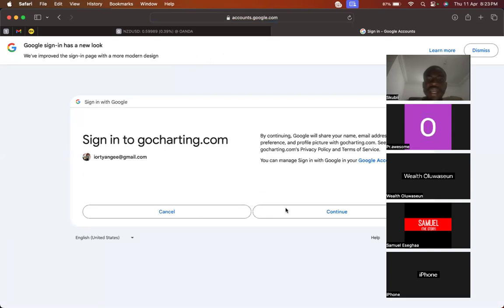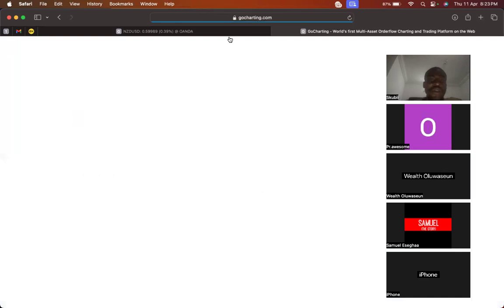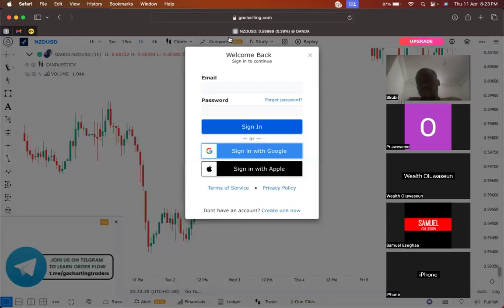Okay, someone is asking how you can get your entry. So getting your entry comprises your zone, first of all. That's the area where you're waiting for price to tap so that you can enter your trade. That's the first one. Then after getting your zone, you have to wait for price to tap that zone so that you can get an entry confirmation.